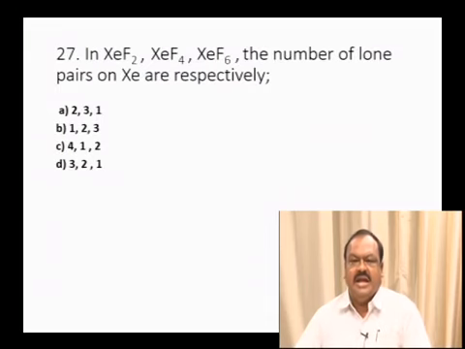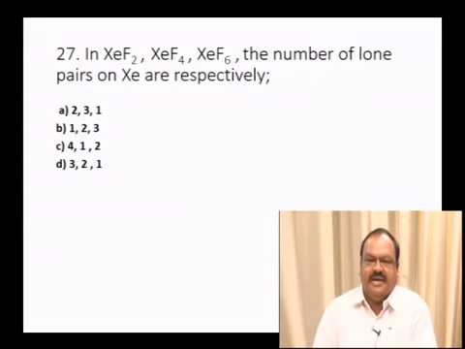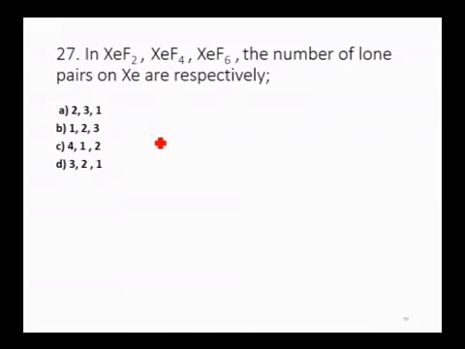Next, in XeF2, xenon difluoride, xenon tetrafluoride, xenon hexafluoride, the number of lone pairs of xenon are respectively: xenon difluoride, this is its structure, which has 3 lone pairs of electrons. Xenon tetrafluoride.